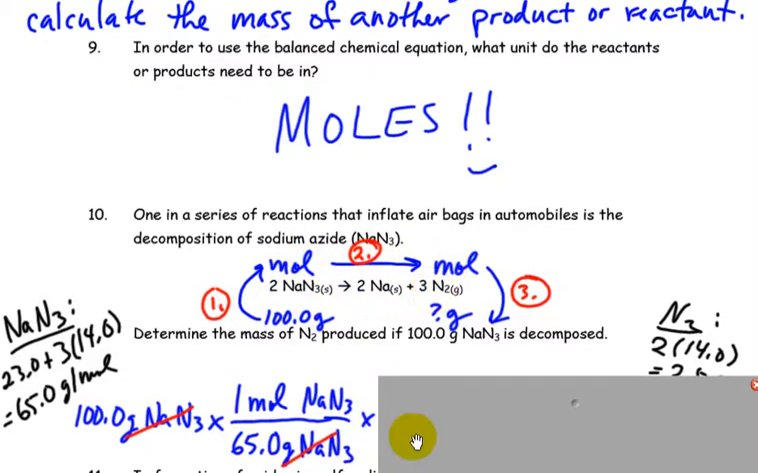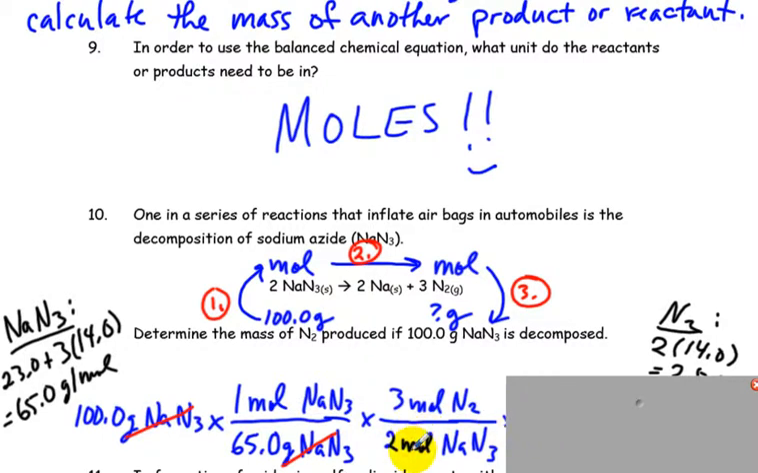But we want to go from moles to moles. 2 to 3. So 2 moles of NaN3 reacts to produce 3 moles of nitrogen. And again, you know if you're doing it right if you can do this: moles of N2, moles of NaN3 cancel. Right now we're here. So the last step, we want to go from moles of nitrogen to grams of nitrogen.